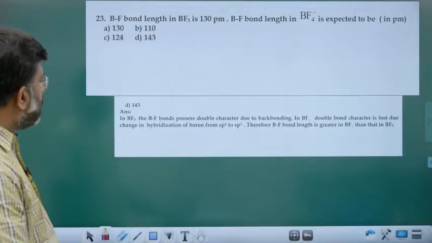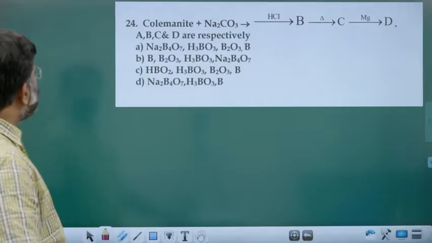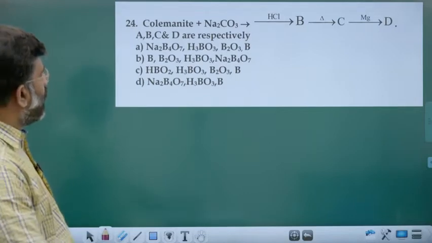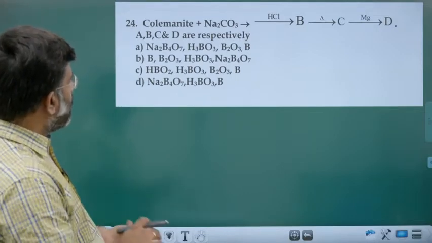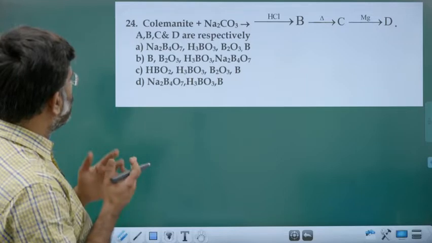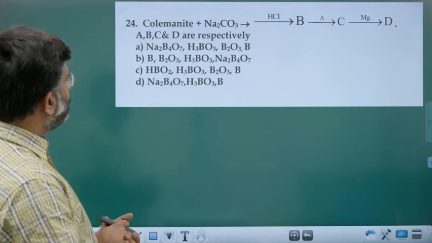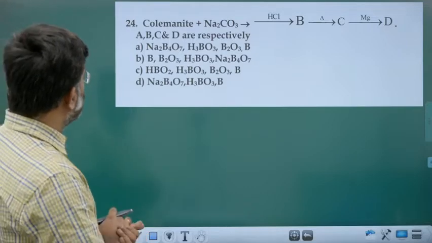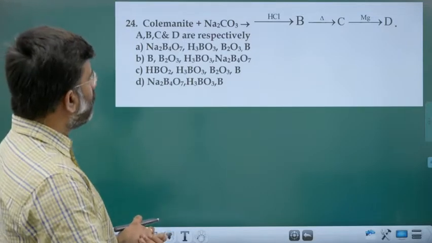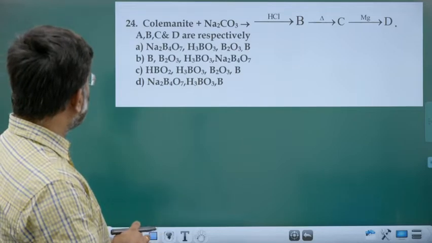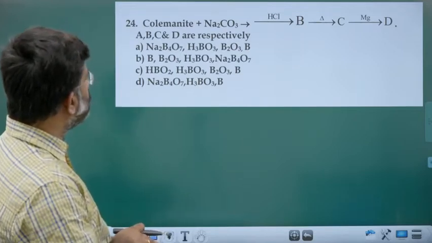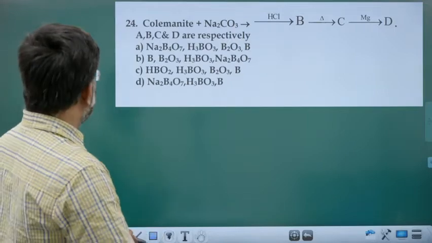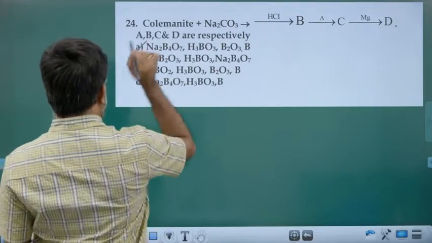Question 24. Colemanite, sodium carbonate, HCl. You will get borax on heating. It is not mentioned how much you heat. It must be option A.